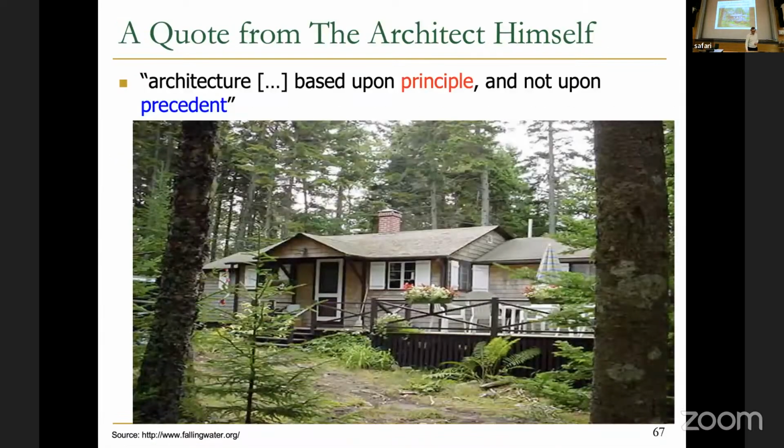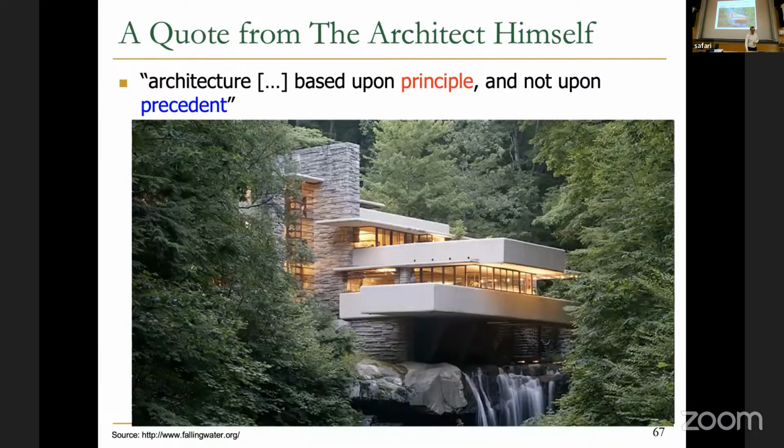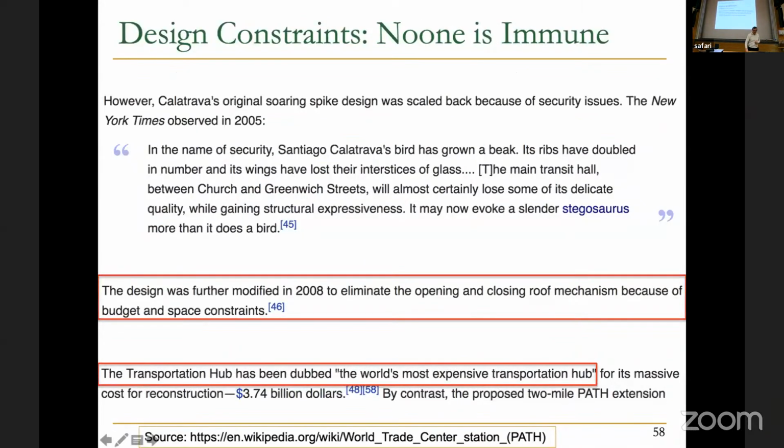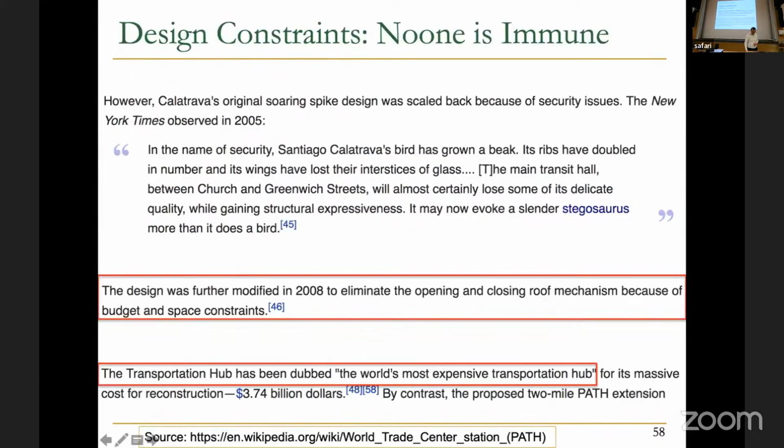Okay, so basically this is precedent and this is his principled design. Again, you could basically evaluate these based on different metrics. This doesn't mean that this is necessarily better, but it's better in some metrics for sure. And this is the principle basically used. It's the philosophy of architecture, which promotes harmony between human habitation and nature, again. And you can see over here more.